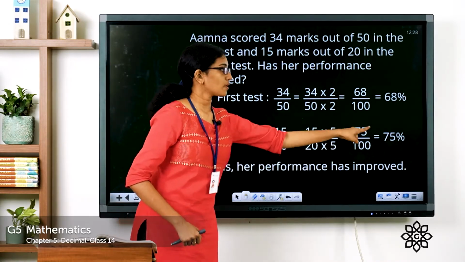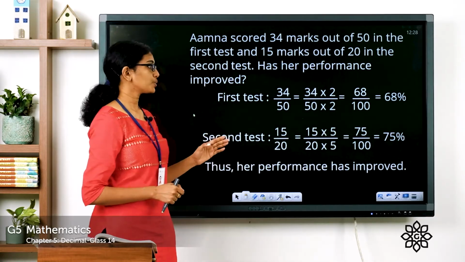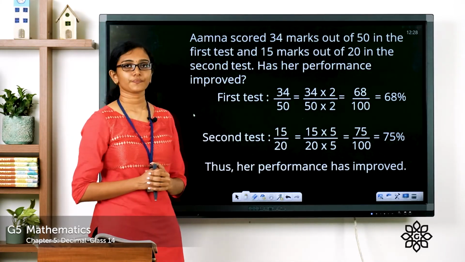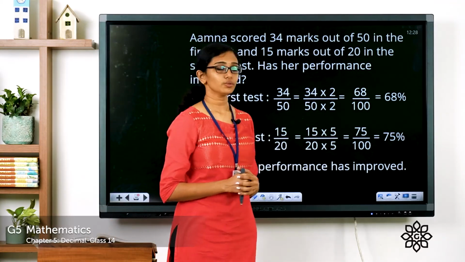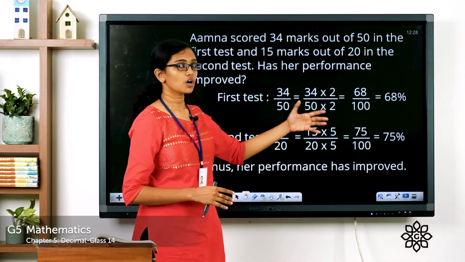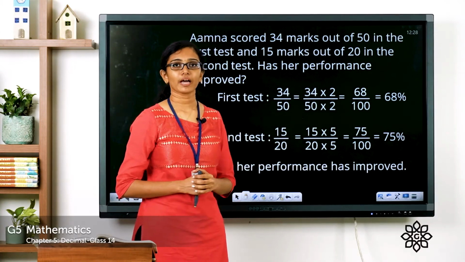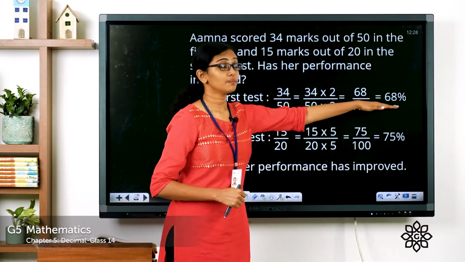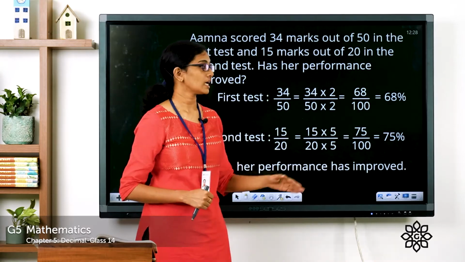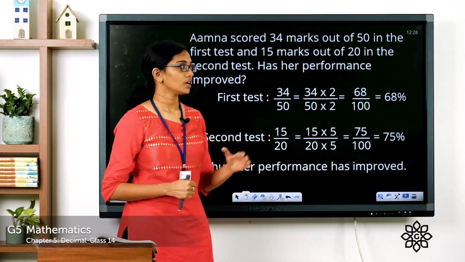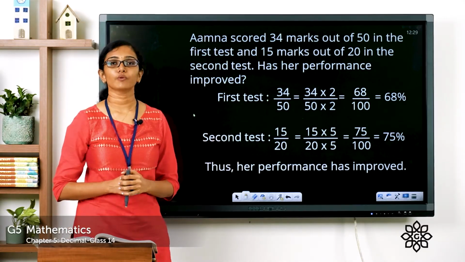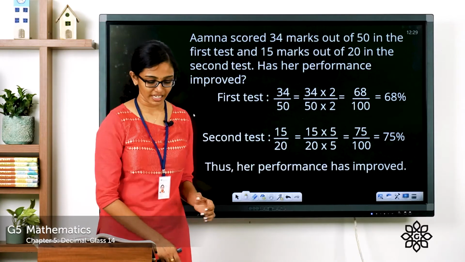So this 75 out of 100 is her marks out of 100, the equivalent mark for the second test. 75 by 100 is equal to 75%. So now that we got the percent of marks she got in both the tests, we can easily compare her performance. In the first test, her performance was 68%, whereas in the second test, her performance was 75%. So has her performance improved? Yes, her performance has definitely improved in the second test. Hope this is clear to you.